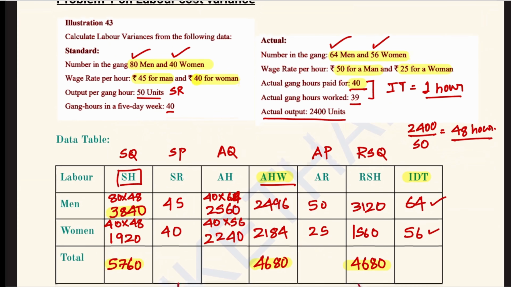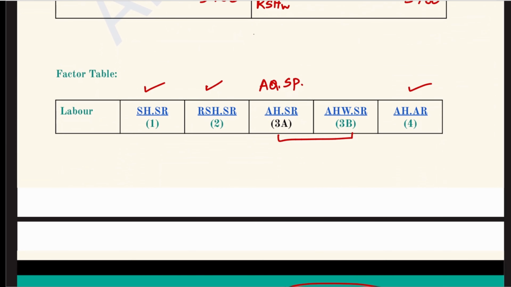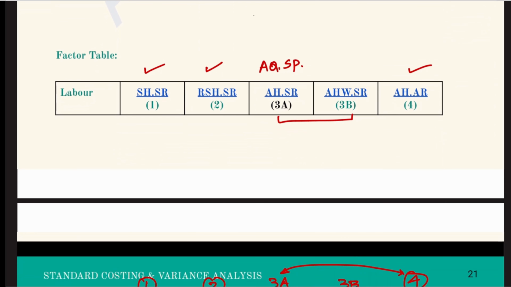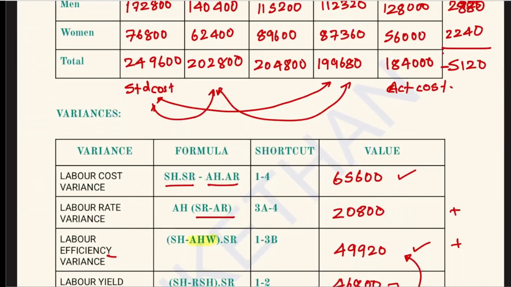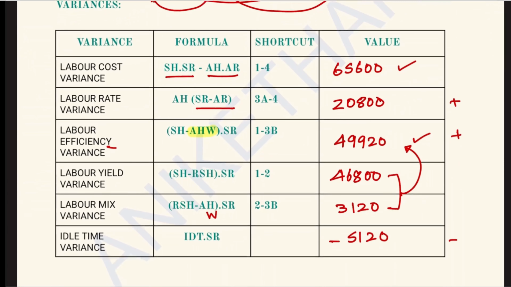Once I get it, next I will prepare the factor table. Factor table you have to remember. Column numbers 1, 2 and 4 are similar to material cost variance, easy to remember. In 3, there are two: one is actual hours and one is actual hours worked. Except for the last one, where you have actual rate, in all cases you have standard rate. So it is not confusing. Then we will calculate variance using the formula. These formulas you will have to remember in the examination.